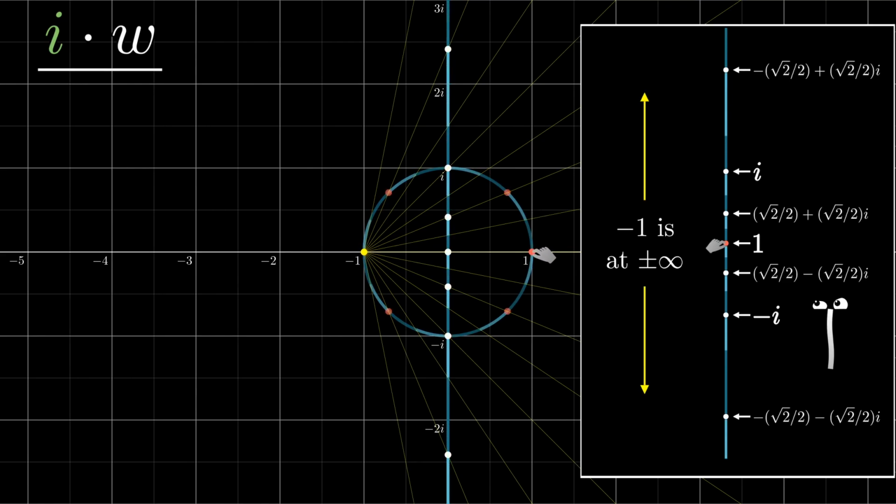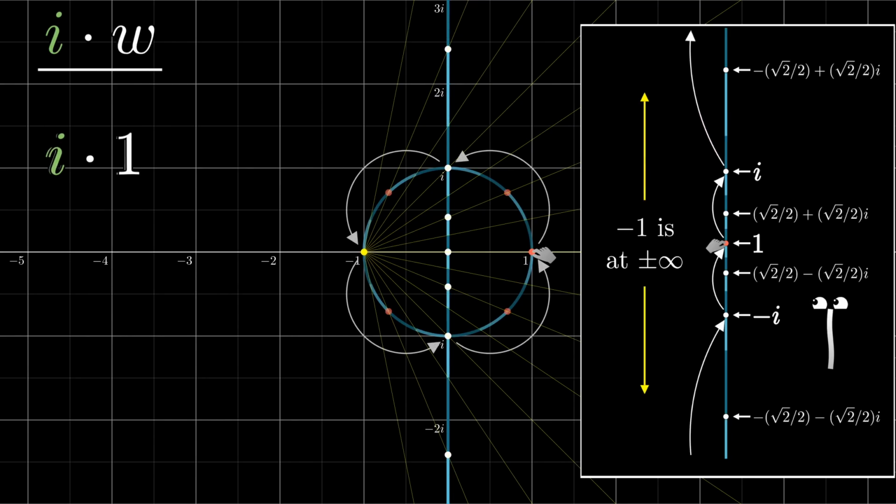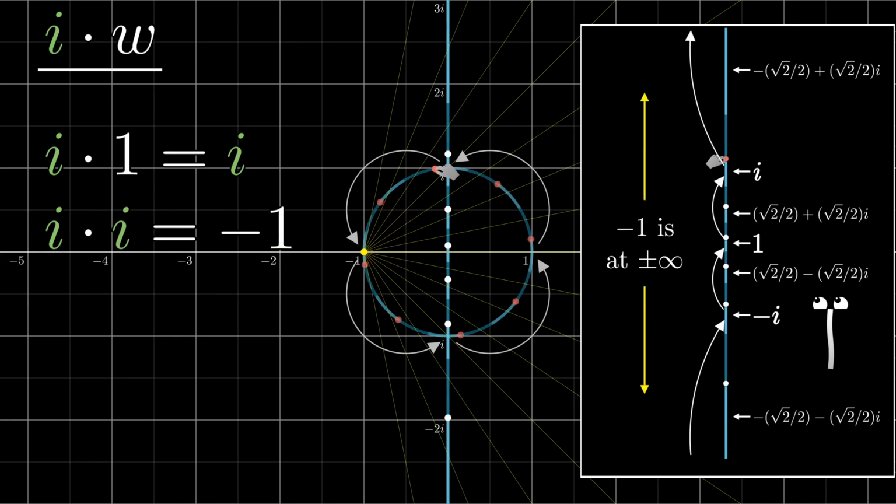It's easiest to understand by following a few key reference points. i times 1 is i, so that means the number 1 should move up to i. i times i is -1, so the point at i slides off to infinity.